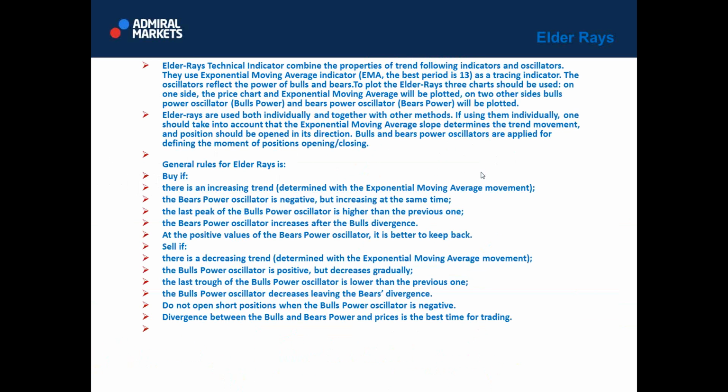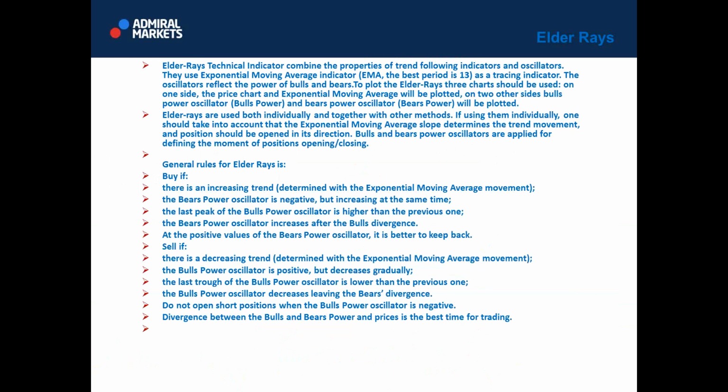Now, Elder Ray. Elder Ray is one of the indicators you probably didn't know exists on the Forex platform, on MetaTrader 4 by default. That indicator combines basically two indicators together. So the Elder Ray technical indicator combines the properties of trend following indicators and oscillators. They use the exponential moving average indicator, EMA. The best period for that is 13 as a tracing indicator. The oscillators reflect the power of bulls and bears.